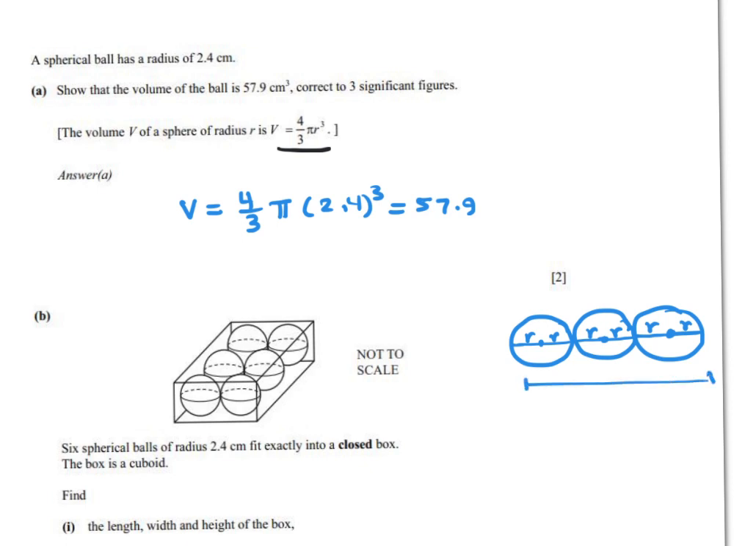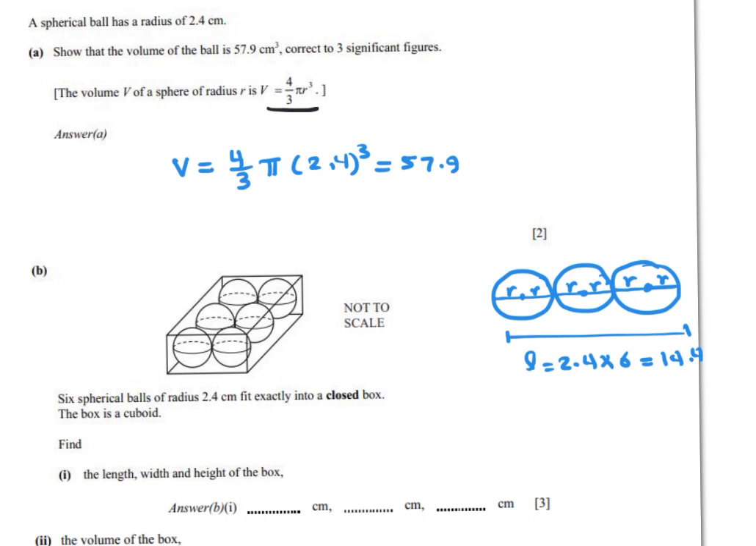So to find the length, r multiplied by 6. r is 2.4. So 2.4 multiplied by 6 equals 14.4. So the length is 14.4.